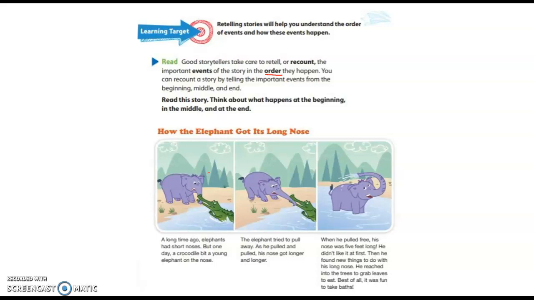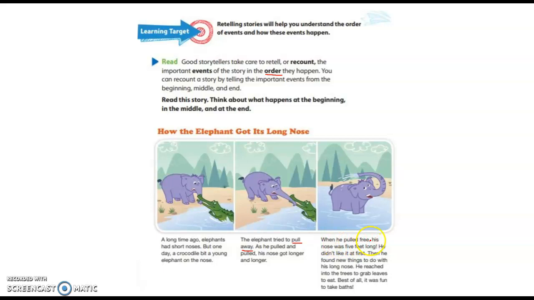The elephant tried to pull away. As he pulled and pulled, his nose got longer and longer. So I see that the elephant is responding through his actions. He's pulling away from the crocodile. Okay, so as he's pulling, we know his nose is getting longer. So how does the elephant respond? By trying to pull away.